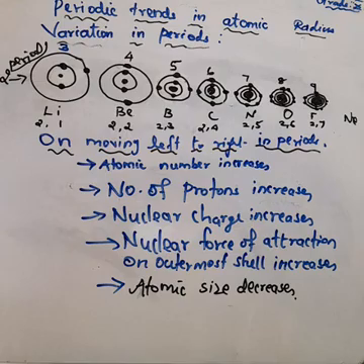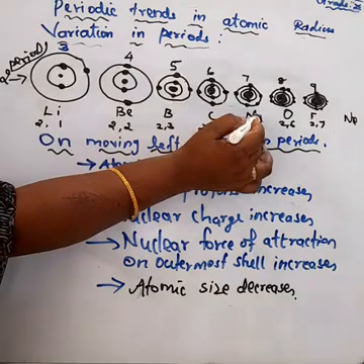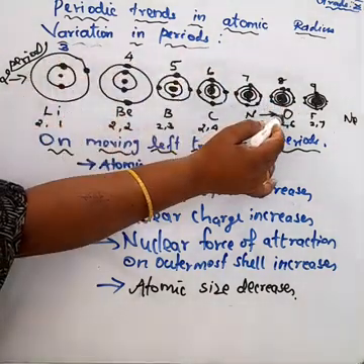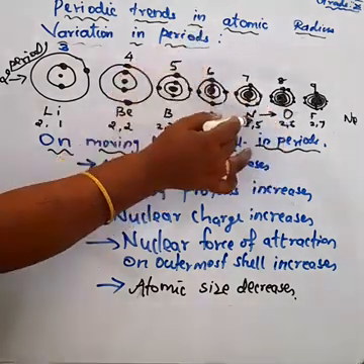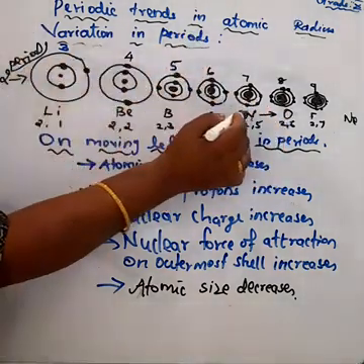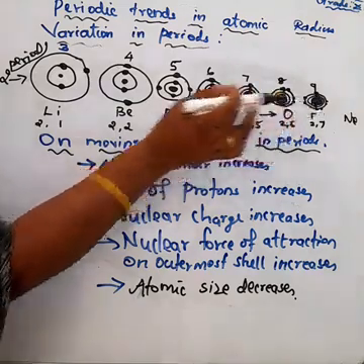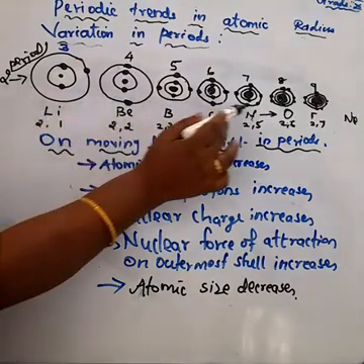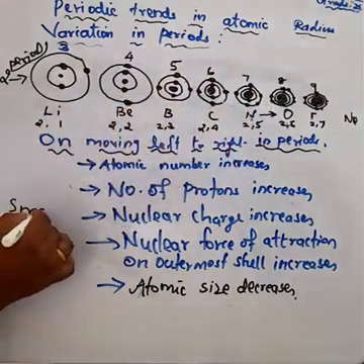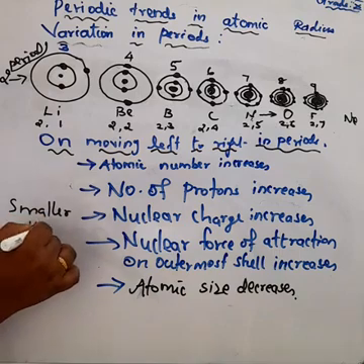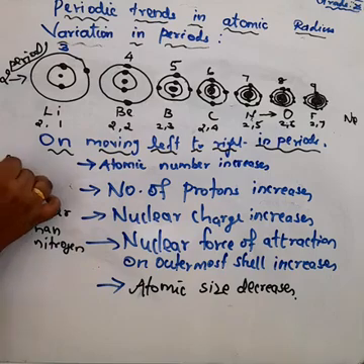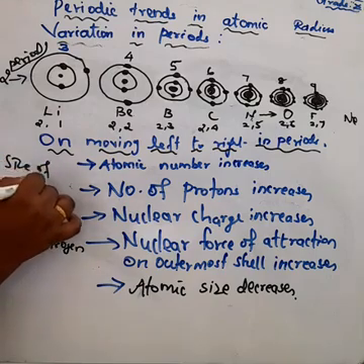Understood? So what is our question? Oxygen lies to the right of nitrogen, see the periodic table. So is the size of the oxygen atom bigger, smaller, or equal to nitrogen? It is smaller than nitrogen, because as we move from left to right, when the atomic number increases, the atomic size decreases.